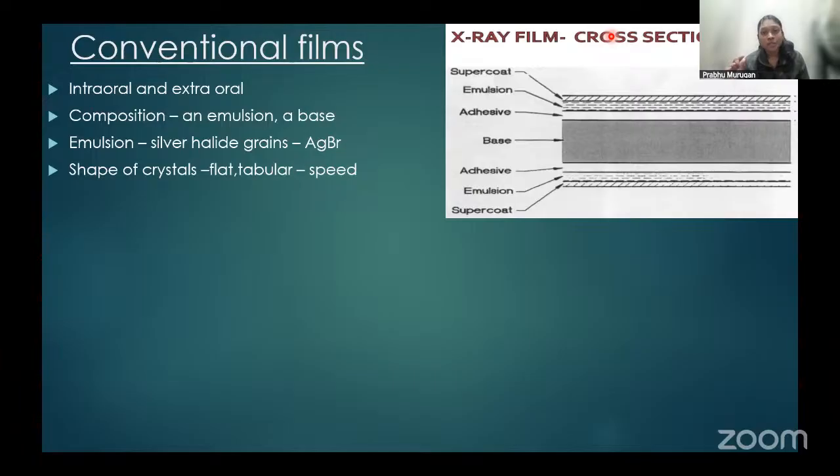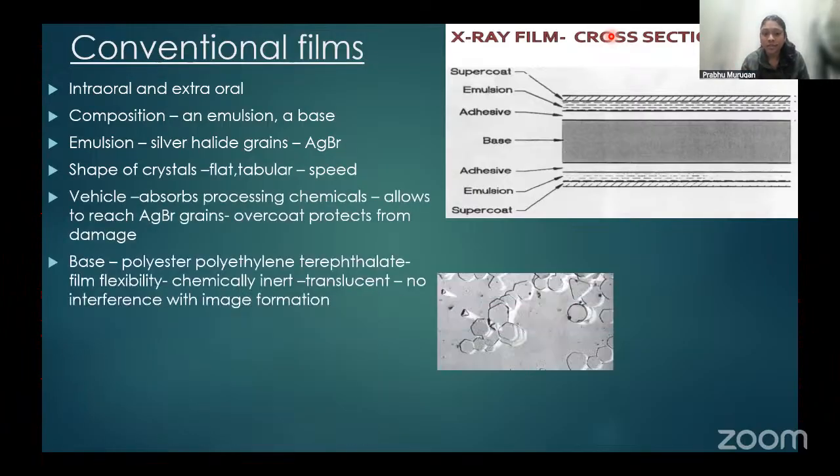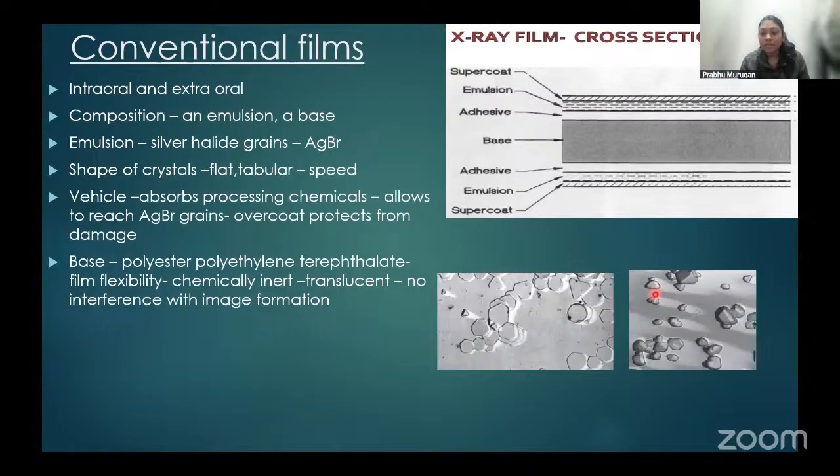So when it comes to your D speed films, initially what they did was they kept the silver halide crystals to be globular in shape. I'll show you the picture here. So the second picture, if you see, these are like globules, right? This is in case of your D speed film. And the first picture is flat and tabular. Okay, so this one is in the case of your F-speed film.